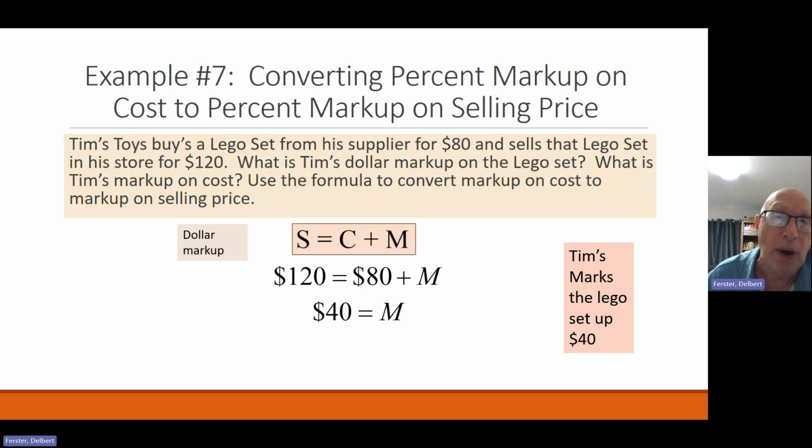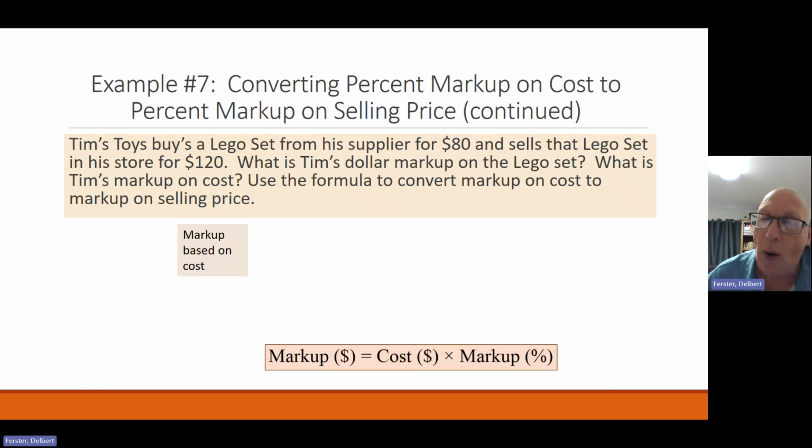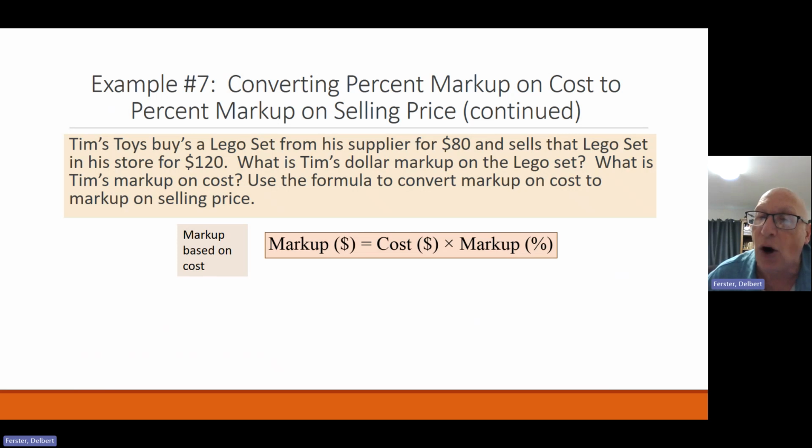Second challenge on this is to find Tim's markup based on cost. Okay, now that's actually what we looked at in the first video, or the first section of this unit. So we're going to go ahead and rock and roll. Notice we're basing our markup on the cost of the item. All right, so we are finding that Tim's $40 is the value for the actual dollar figure of markup.